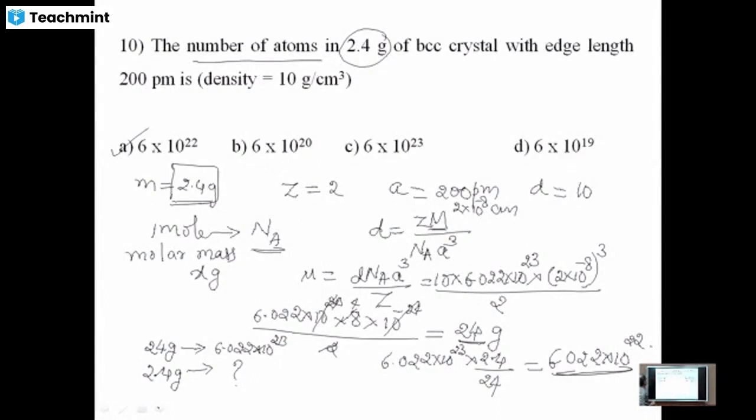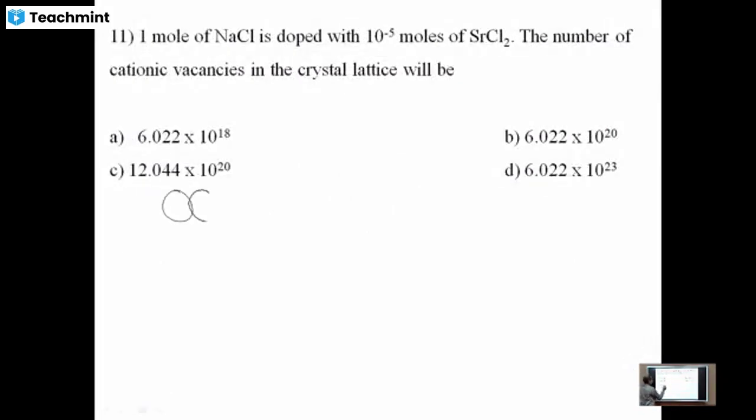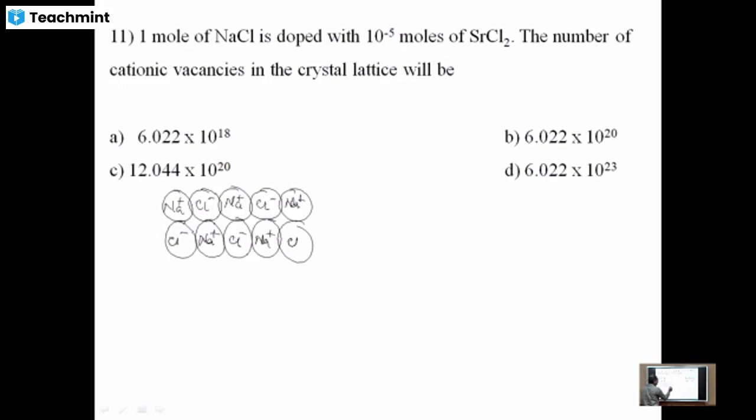Next question. 1 mole of NaCl is doped with 10 to the power of minus 5 moles of strontium chloride. The number of cationic vacancies in the crystal lattice will be? Let us draw a solid crystal. Assume it is NaCl. NaCl has Na plus and Cl minus ions. Na plus, Cl minus, Na plus, Cl minus, Na plus, Cl minus.